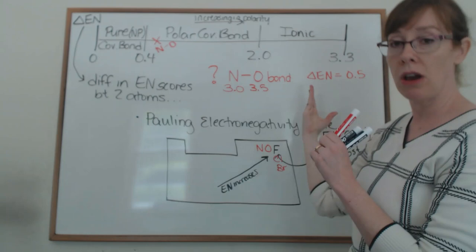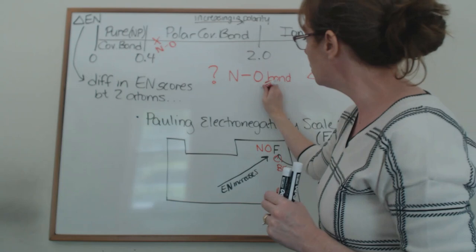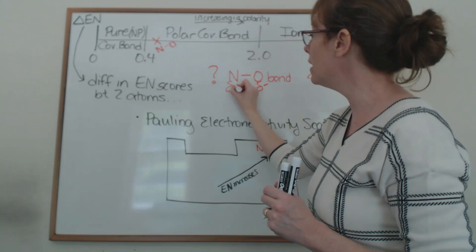Now, who pulls harder? How could you diagram that if you're trying to write it on a Lewis structure or something? You would have the partial negative charge near the oxygen. So you would write it like this, because he's the one who pulls harder. And the partial positive would be whoever pulls less. All right, let's go ahead and look at another bond.